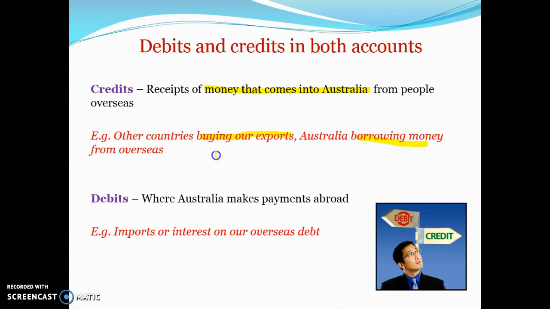If you were to receive dividends, if you had shares overseas, that would be a credit because you're receiving the money. And debits is when Australians are making payments abroad. So if we're paying interest on our debt, if we're buying imports, they're all examples of debits.